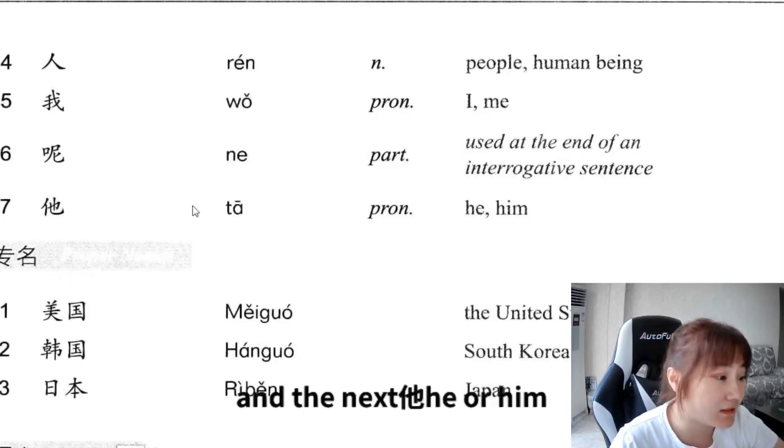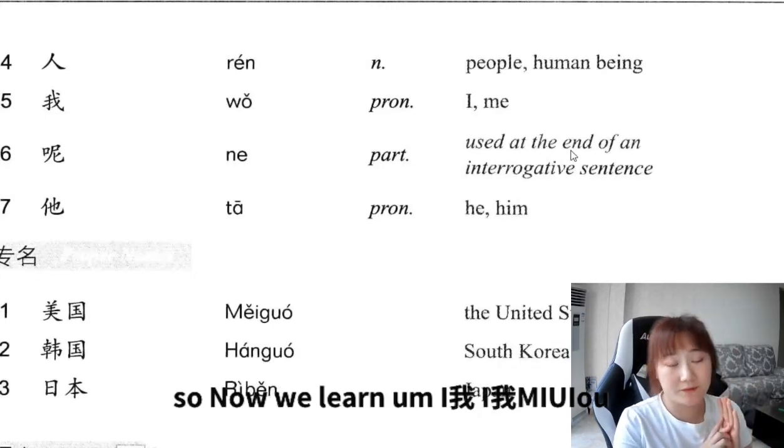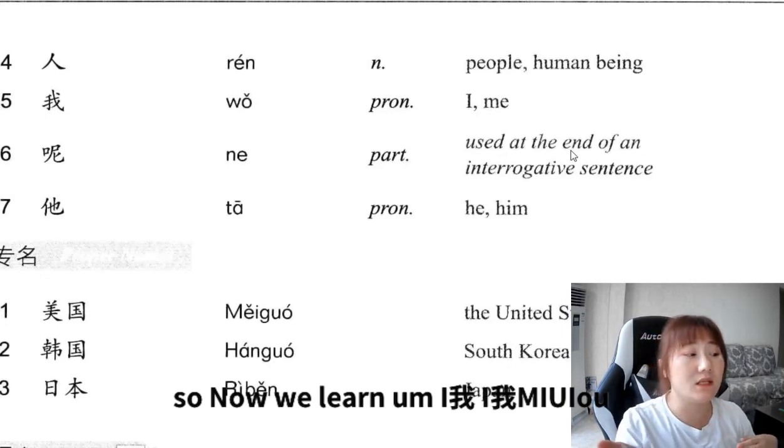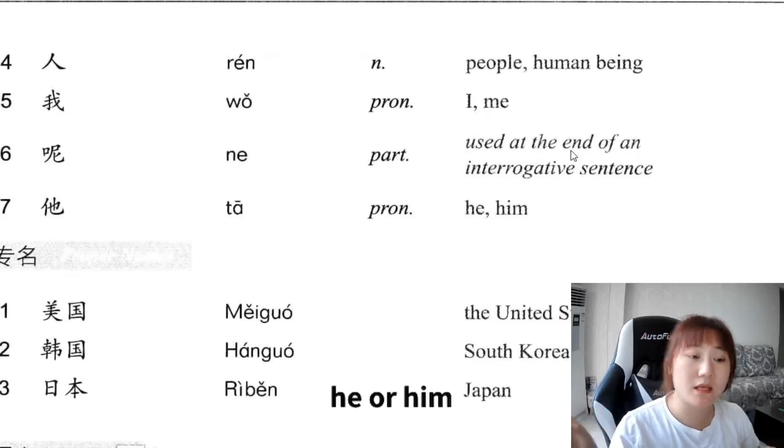And the next 他, he or him. So now we learn I 我, 你 you, and 他 means he or him. He or him.